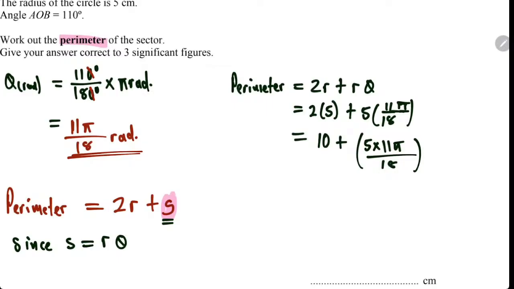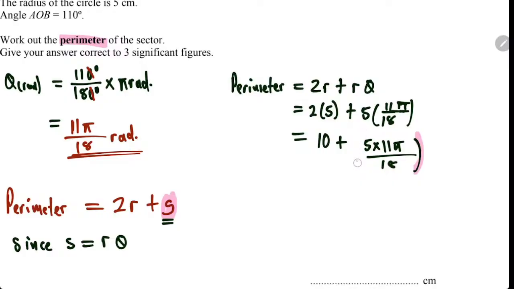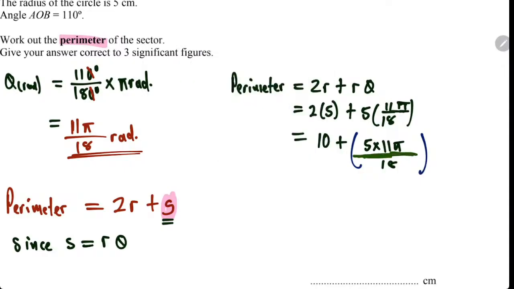Since you are now doing a fraction, always remember this: fractions are supposed to be put in their own brackets. So you say 10 plus, then you open your bracket for the fraction, and numerators are supposed to have their own brackets. So you open another one for the numerator, 5 times 11 pi, you close the numerator, then you say divided by 18. Then you close the brackets of the whole thing. Tell me what you're going to get.